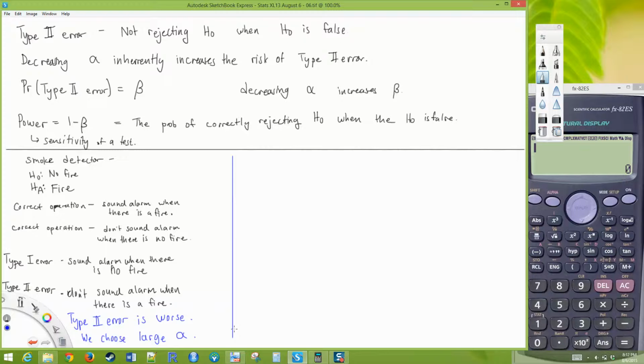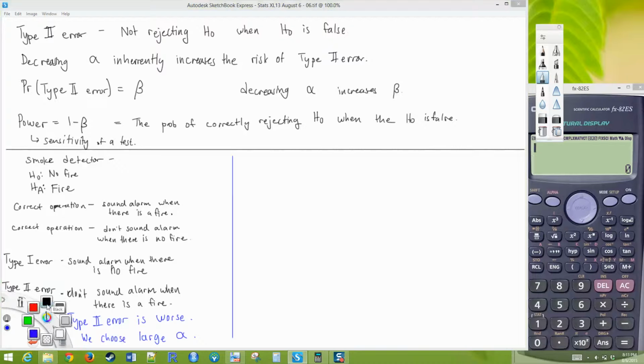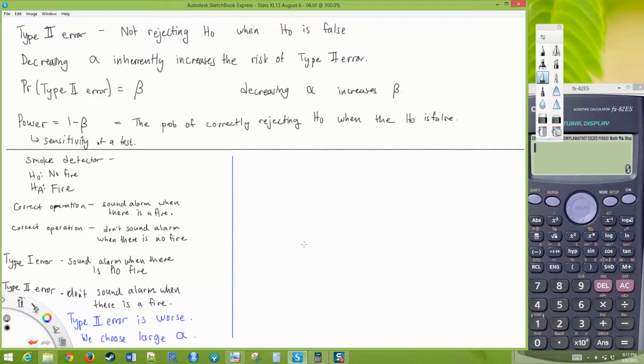Okay, and I think it'd probably be a little bit alarming if your toast catches on fire in the kitchen or something and the nearby smoke alarm doesn't go off. You'd say, I wonder if this thing actually works. So the type 2 error is worse. We choose a large alpha. We make our smoke detectors sensitive. Okay. All right.